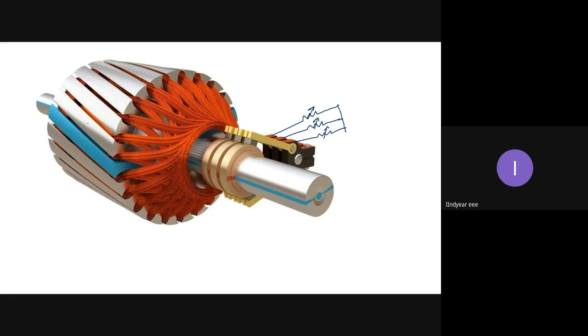So this is shaft. This is slot, rotor slot. This is rotor winding. Because winding is placed in the rotor, it is called wound rotor. So these are carbon brushes. Carbon is a soft material. Therefore, we use carbon brushes. We don't use metal brushes. And these are slip rings.